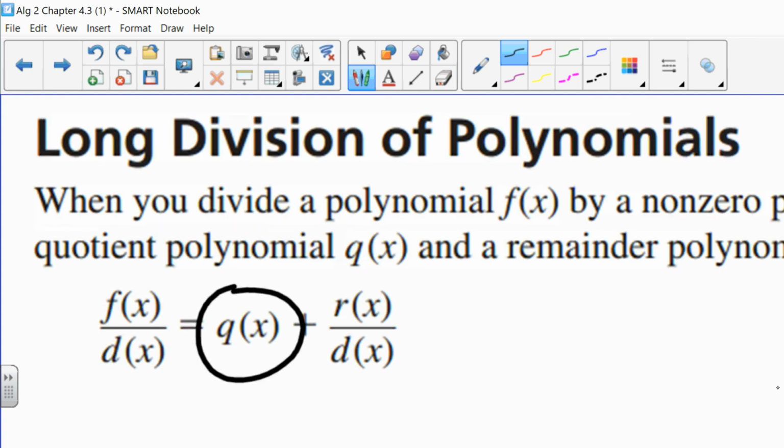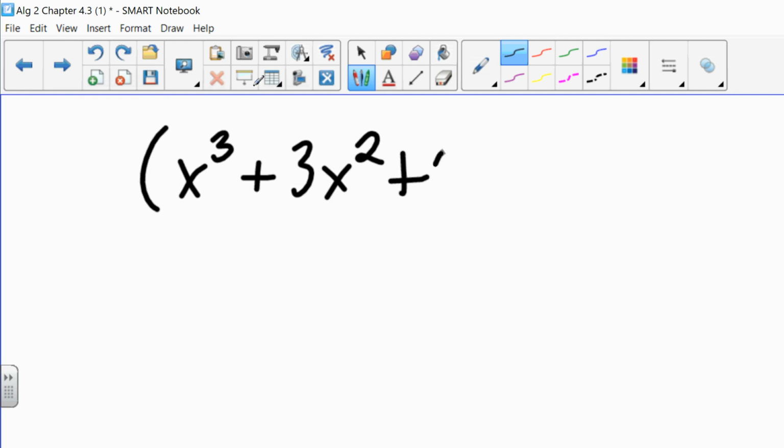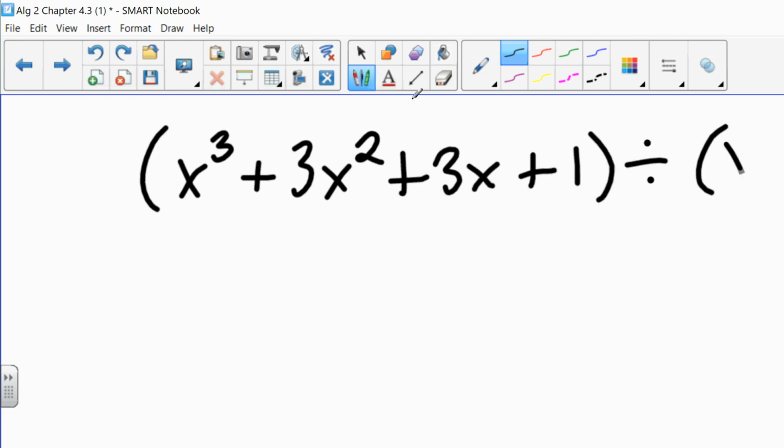So let's work this out. Now before we do the first one, you can go on and write that there at the bottom of that spot, because I want to do one that divides evenly first. So what we're going to take is x cubed plus 3x squared plus 3x plus 1 and divide this by x plus 1. This is going to be the first one that we do.